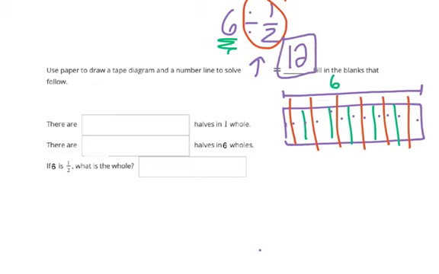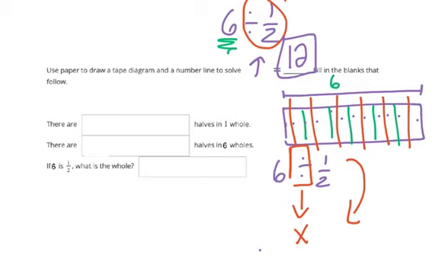Mathematically, here's what it looks like. 6 divided by 1/2. You already know it. We're going to multiply. We flip 1/2 into 2/1. We keep 6, and that's how you get 12.